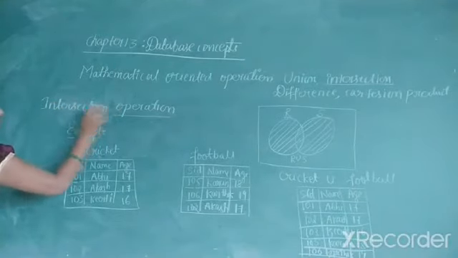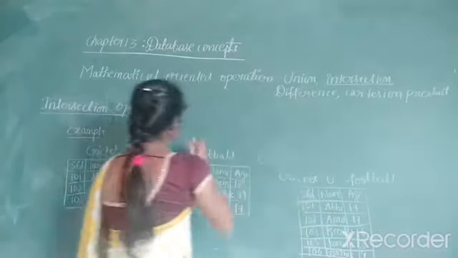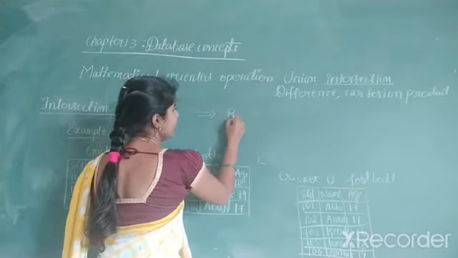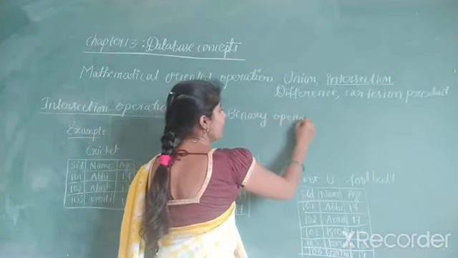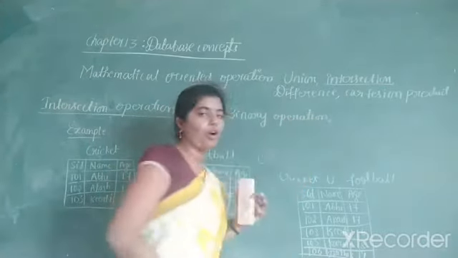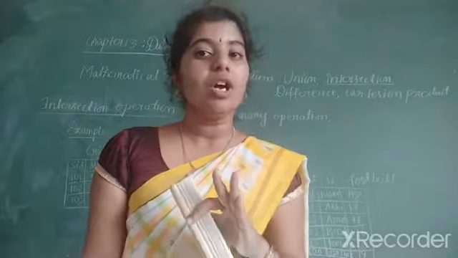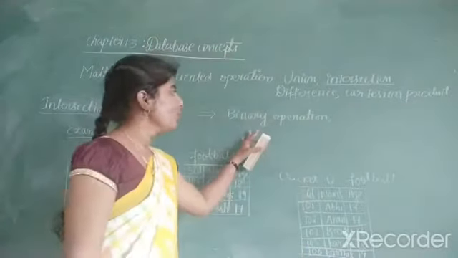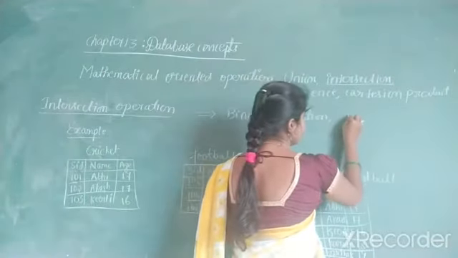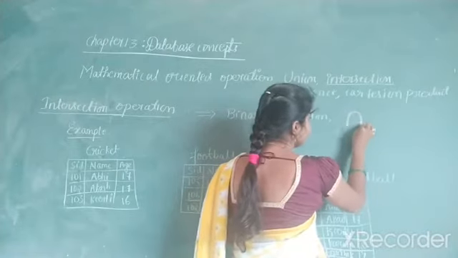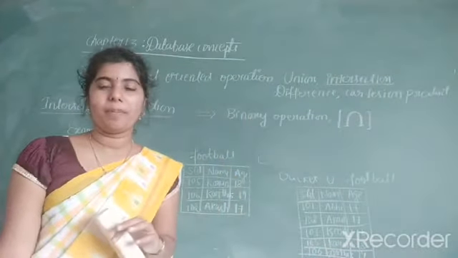Intersection operation. So again, the intersection operation is also called a binary operation. It is a binary operation because this operation is performed on a minimum of two relations. How many relations are a must to perform this operation? Two relations are a must. Hence we call it a binary operation. And the intersection operation is represented by the intersection symbol. So this is the symbol used to represent the intersection operation.